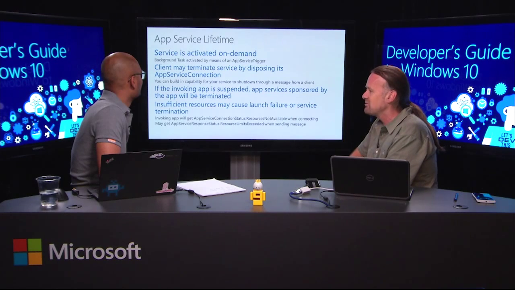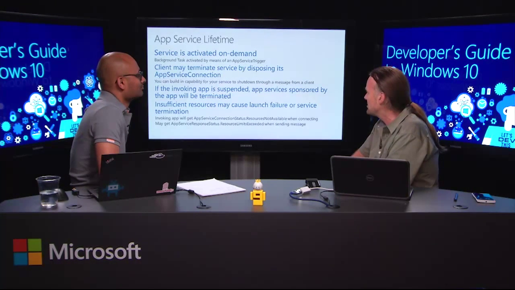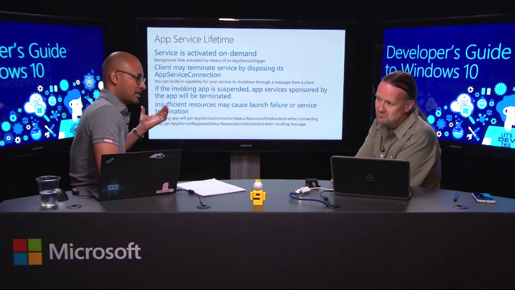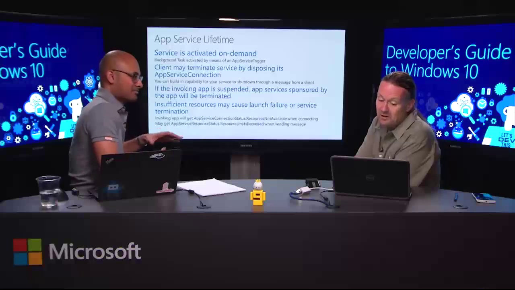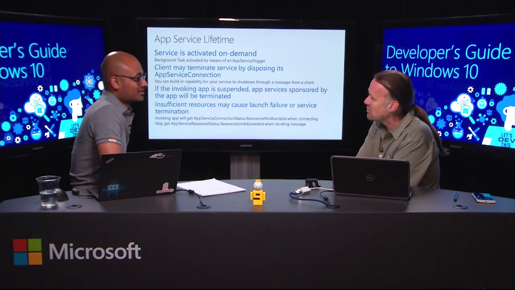If the system's feeling stressed, with insufficient resources, that could cause a launch failure or service termination. So you do need to check for that and account for it. And the clients also have to check for that as well, I take it, in case when they do connect async they get a response back saying, no, I couldn't launch the app service.